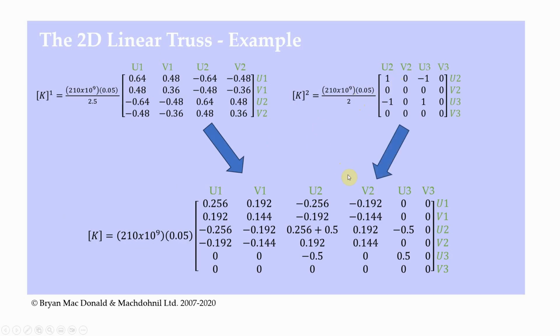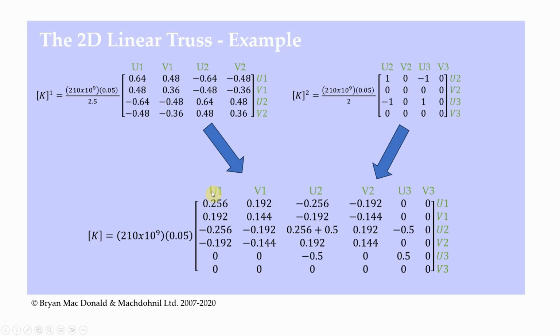Let's just take an example of the degree of freedom U3, U3. If I come over here, U3 and U3, I've got 0.5 because that's 1 divided by 2. Again, if I look at U1, U1 here, it's 0.64. If I divide that by 2.5, I get 0.256. Essentially what happens is I'm working my way through here. I go U1 and U1, that goes in there. V1 and U1 goes in there.